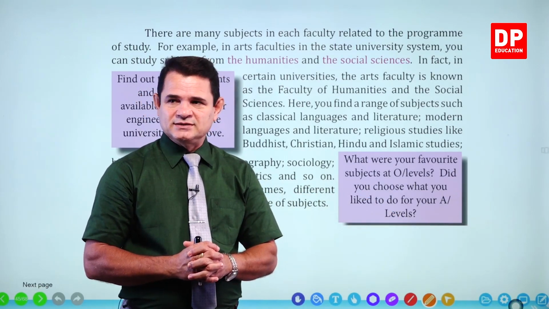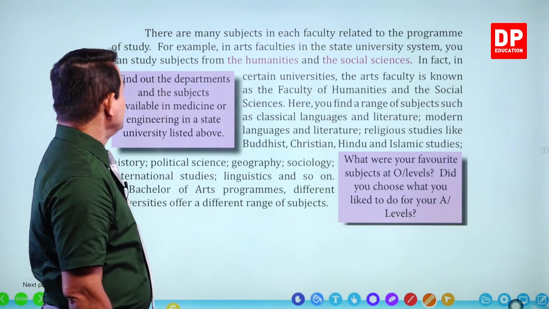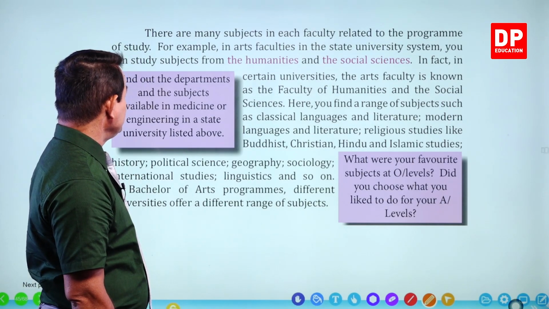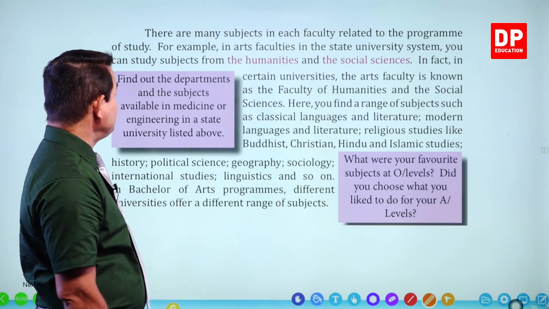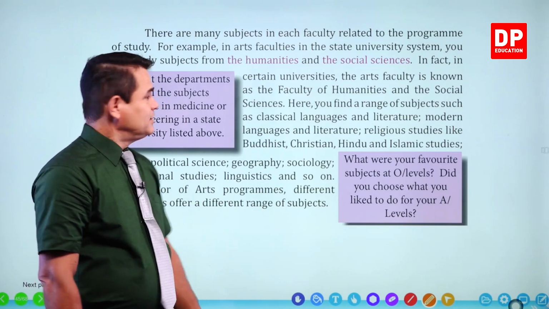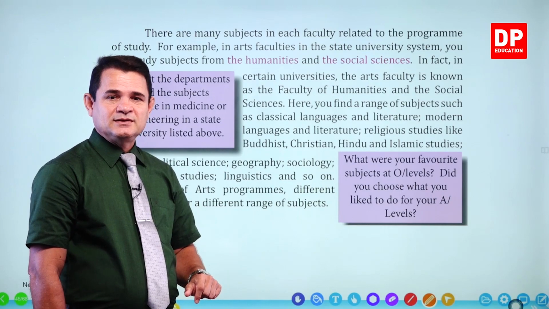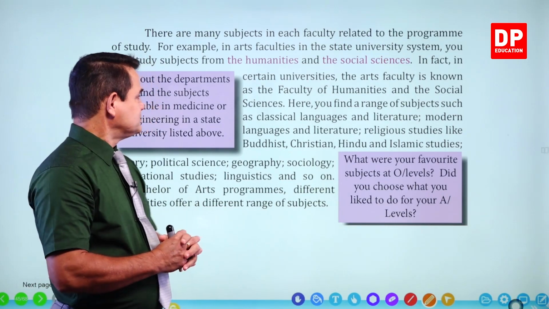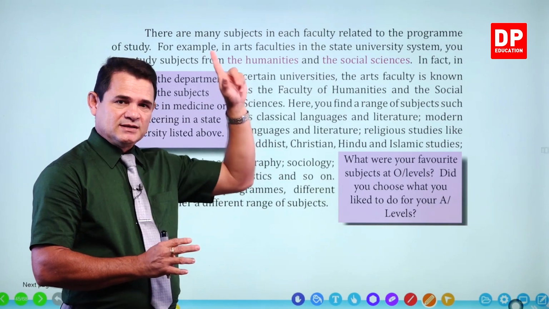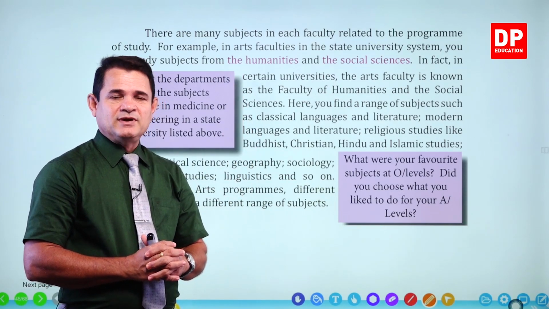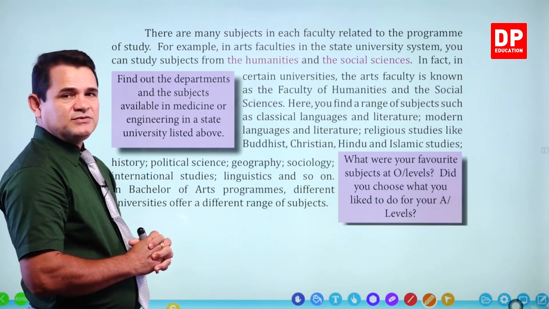So likewise there are differences, right? And then there are some activities to be done. One is to find out the departments and the subjects available in medicine or engineering in a state university listed above. Find out the departments. What departments are there? And the subjects available in medicine and engineering in a state university listed above, from the table we mentioned earlier.